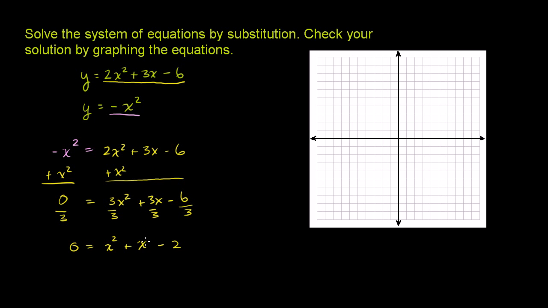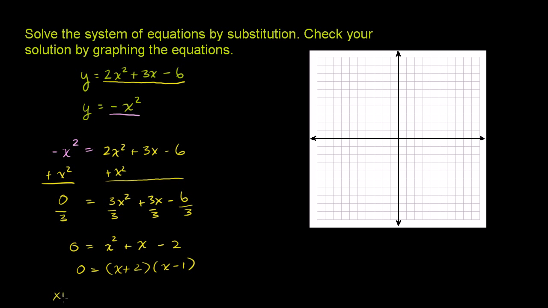We could use the quadratic formula or complete the square, all sorts of crazy things. But this is actually very factorable. 0 is equal to two numbers, let's see, 2 and negative 1. When you multiply them, you get negative 2. When you add them, you get positive 1. So this is x plus 2 times x minus 1.